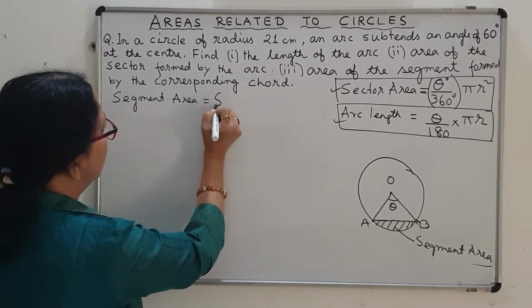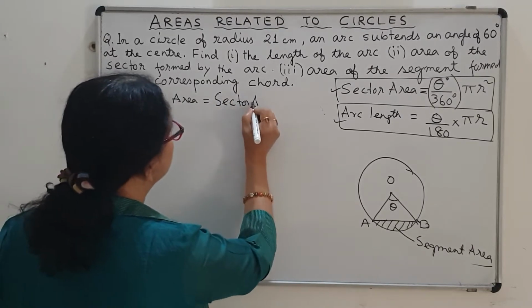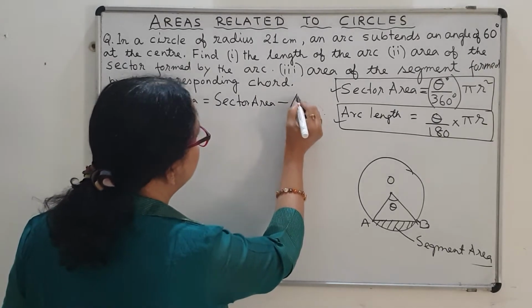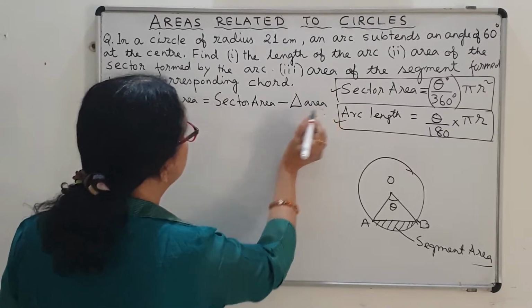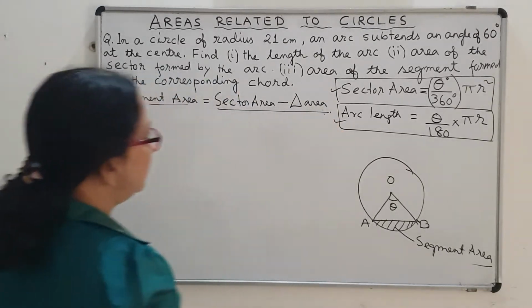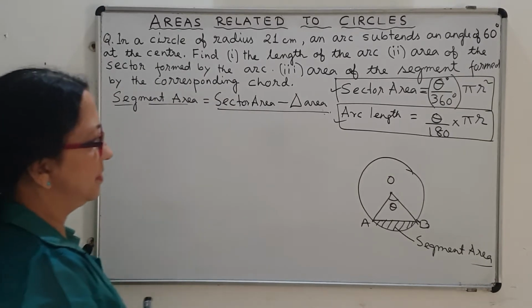So therefore, segment area is equal to sector area minus corresponding triangle area. So in this way, find out segment area. Okay. So these things are clear.